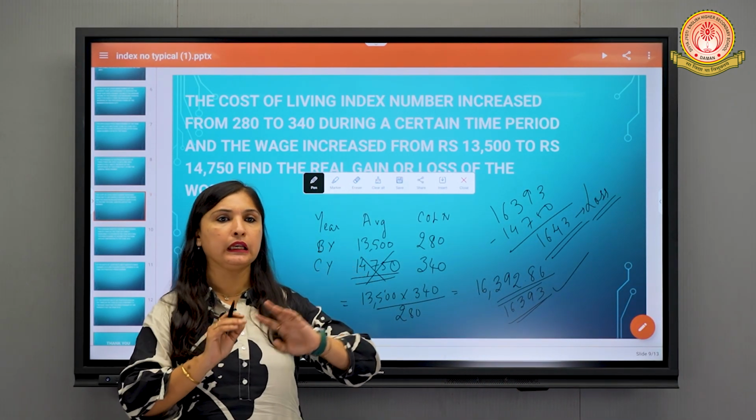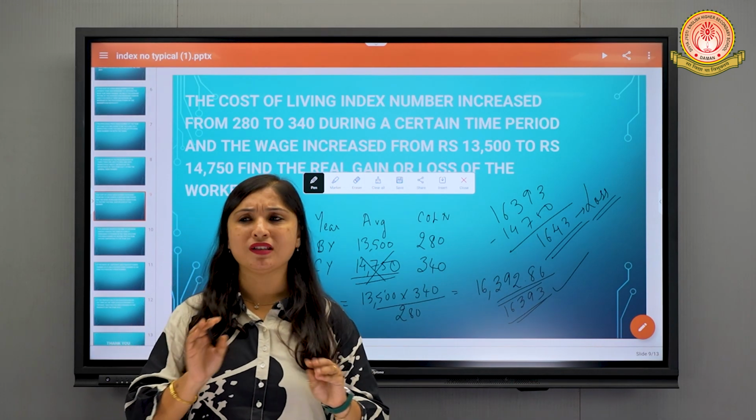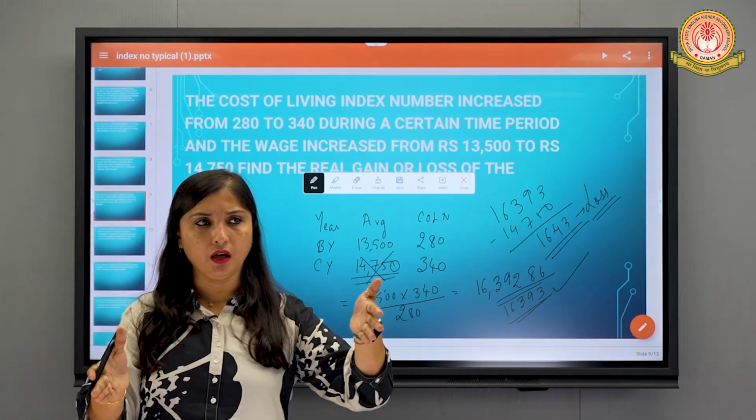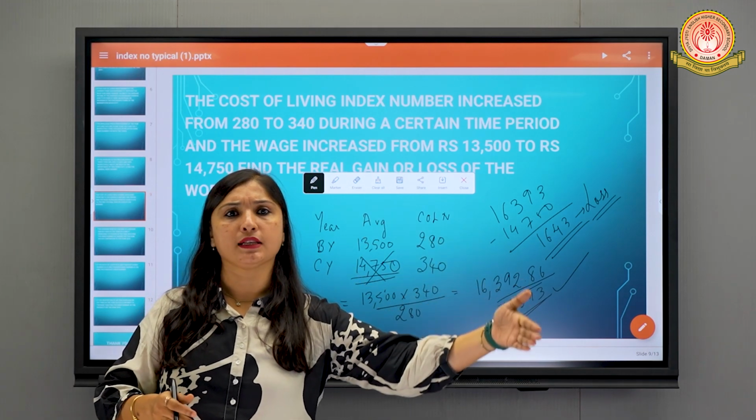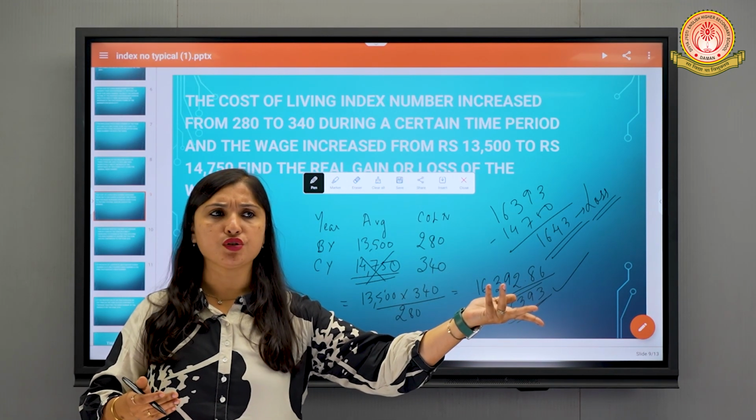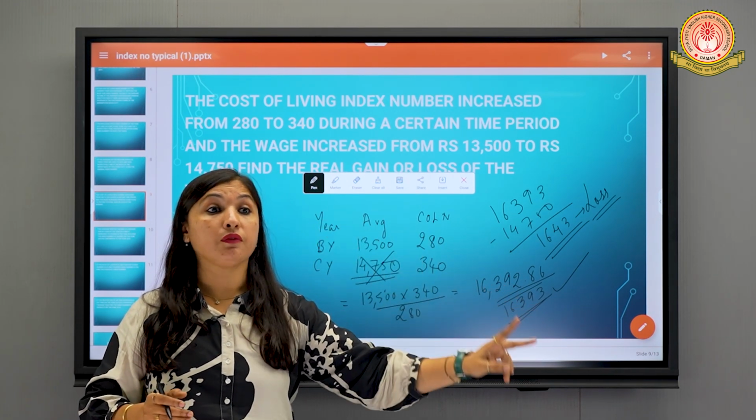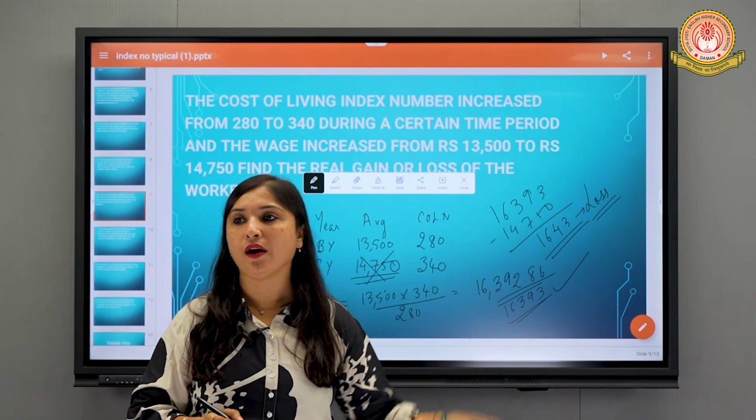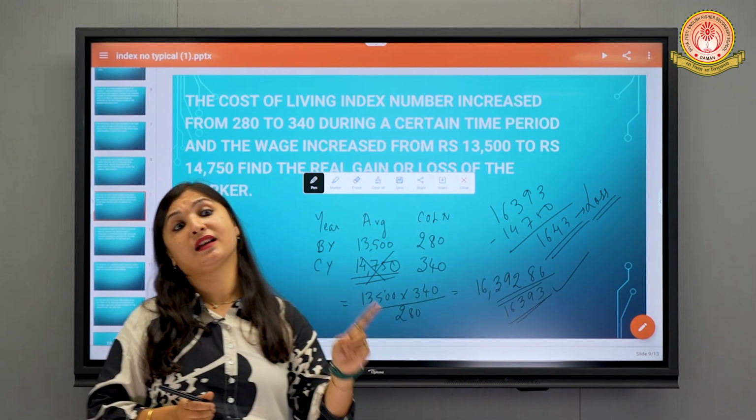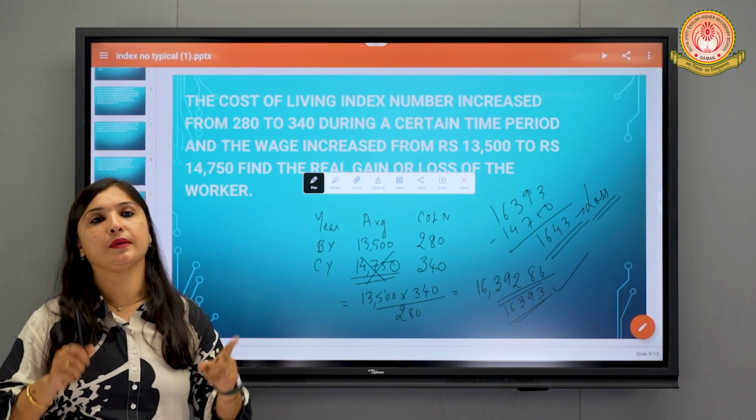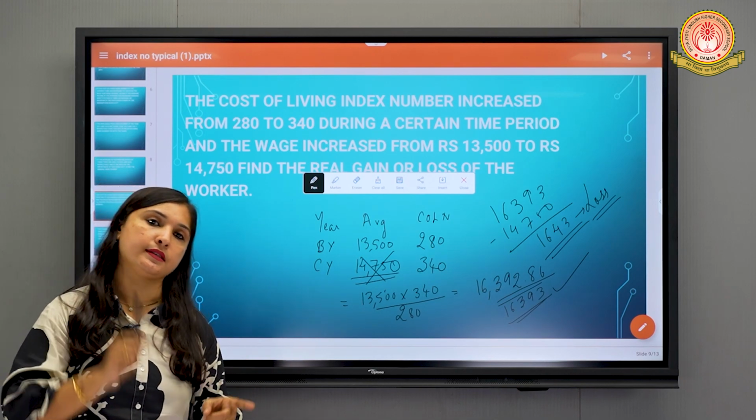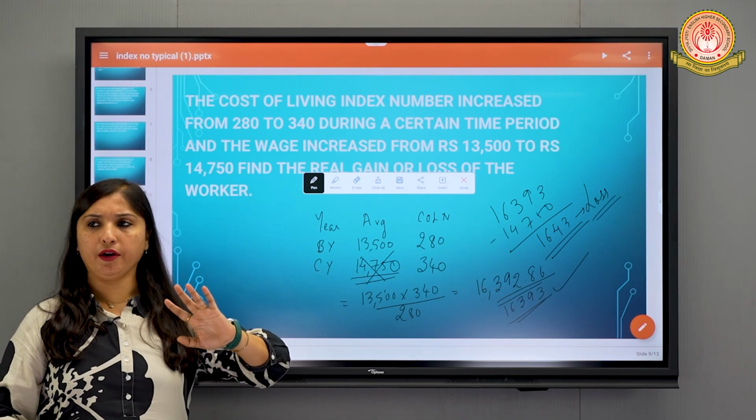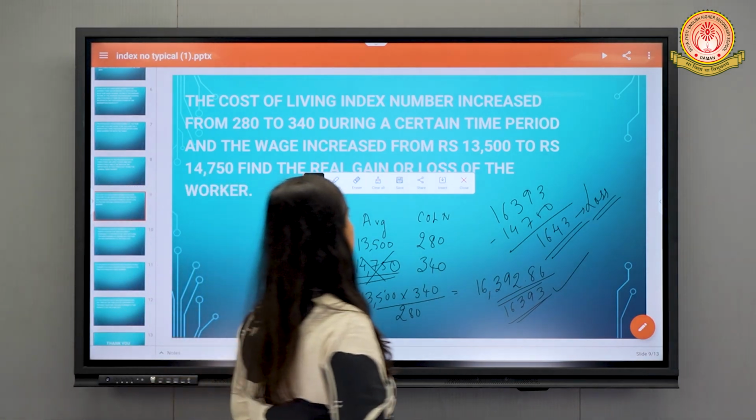These steps of the question are clear, everyone. What you have to do? Simple. 3 columns: year, average monthly disposable income, and the last one will be cost of living index number. Base year not given, take it as 100, but if the base year is given, don't make the mistake of taking it as 100. Take it as given. Is it clear to everyone? Yes? Okay.